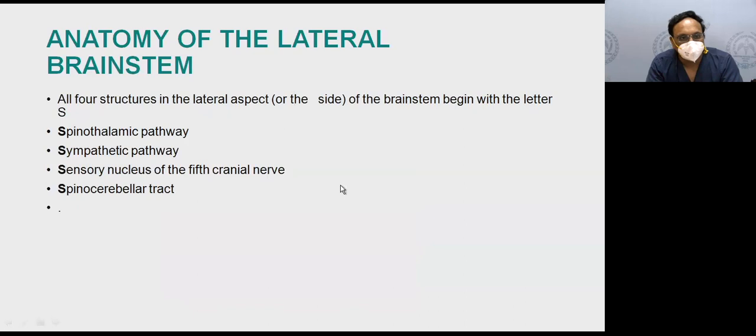And the anatomy of the lateral brainstem. There are four structures, as I said before: the spinothalamic pathway, the sympathetic pathway, the sensory nucleus of the fifth cranial nerve, and the spinocerebellar tract.